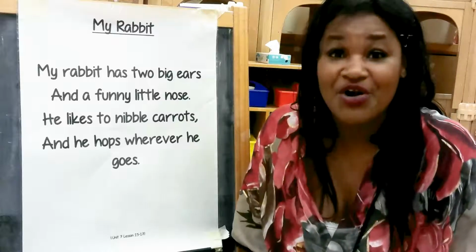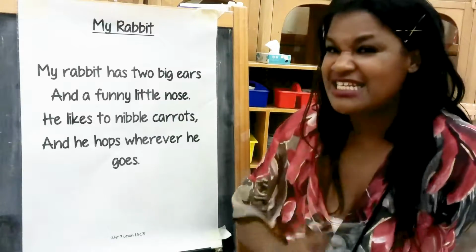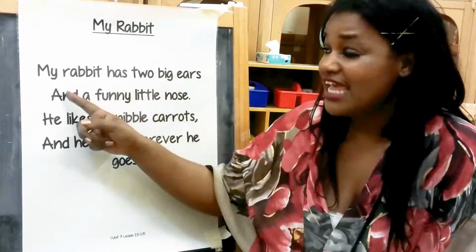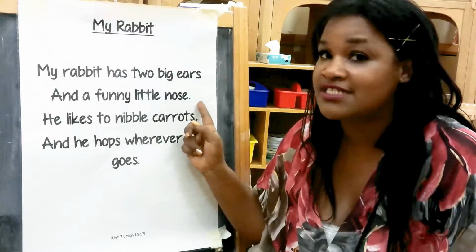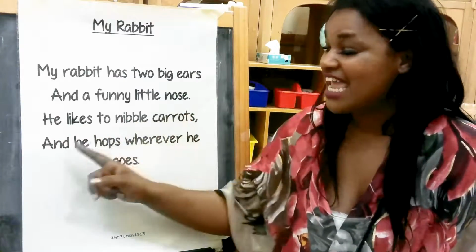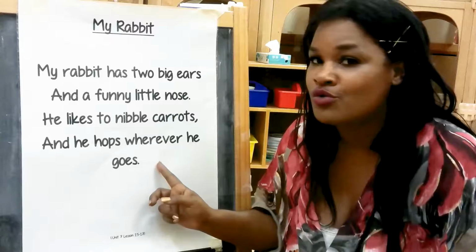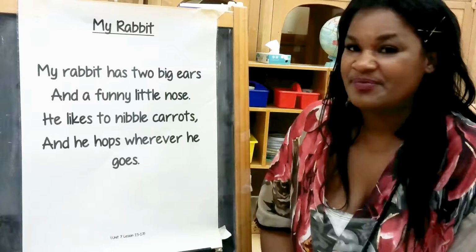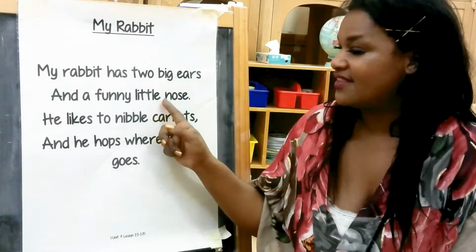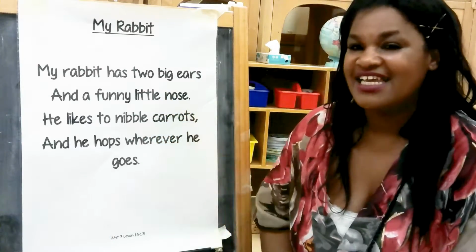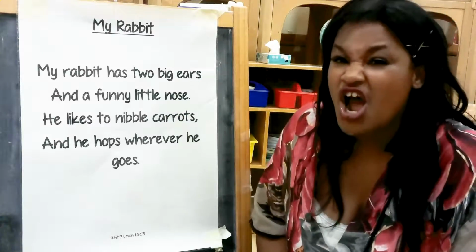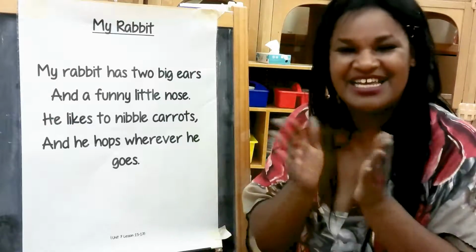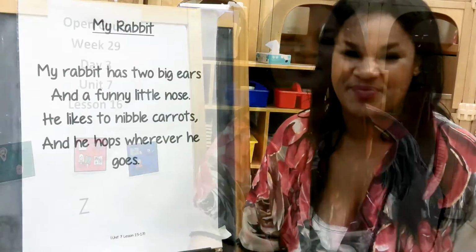Wait a minute, I heard a rhyming word. Listen, let's see if you can catch it. My rabbit has 2 big ears and a funny little nose. He likes to nibble carrots and he hops wherever he goes. Which word sounds like goes? Nose. Say goes. Now say nose. Those words rhyme because they sound the same. Good job. Let's see what's next.